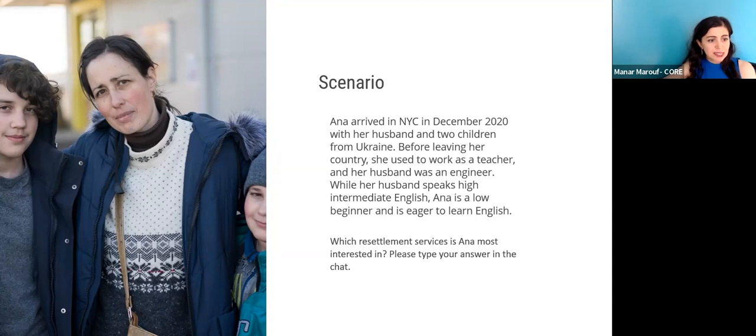She needs English classes, financial assistance, safety, yes, employment, housing, tutoring, children's education, immigration assistance, childcare, exactly, and benefits, immigration, therapy, cultural orientation, yes, thank you, Luda. Yes, family mental health, exactly. As you can see, there is a suite of services that Anna is interested in and the resettlement agency will be able to help with.